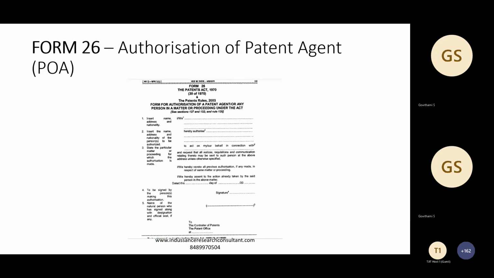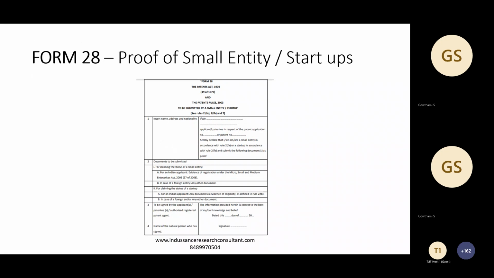Okay. Next, proof of small entity or startups. So Form 28, as I said, is for making clear whether we are a small entity or a startup. So you will have to enclose the document which states your registration. For an Indian applicant, any evidence which claims that you come under that category has to be attached to claim all the benefits of being that kind of applicant. So these are the different types of forms we have understood.